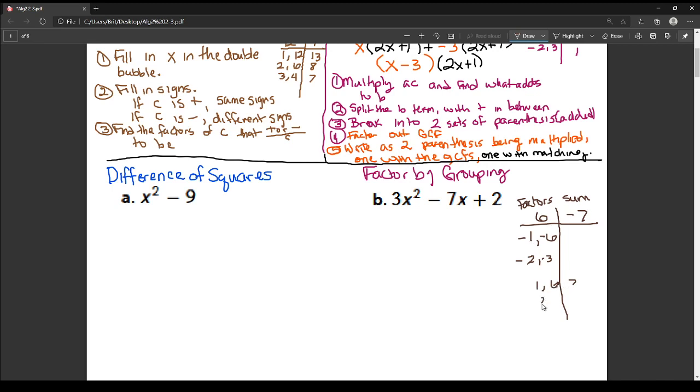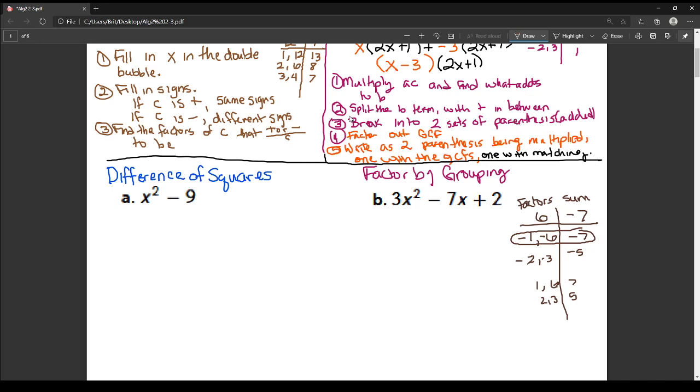Because if I did a positive 1 and 6, that would be a positive 7, and that's goofy. Or a positive 2 and 3, that would get me 5. See how those are coming out as positive numbers? So in order to get that negative and have my matching signs, I know they both have to be negative. So negative 1 plus negative 6 is negative 7, and negative 2 plus negative 3 is negative 5. So I'm going to be using this top term.